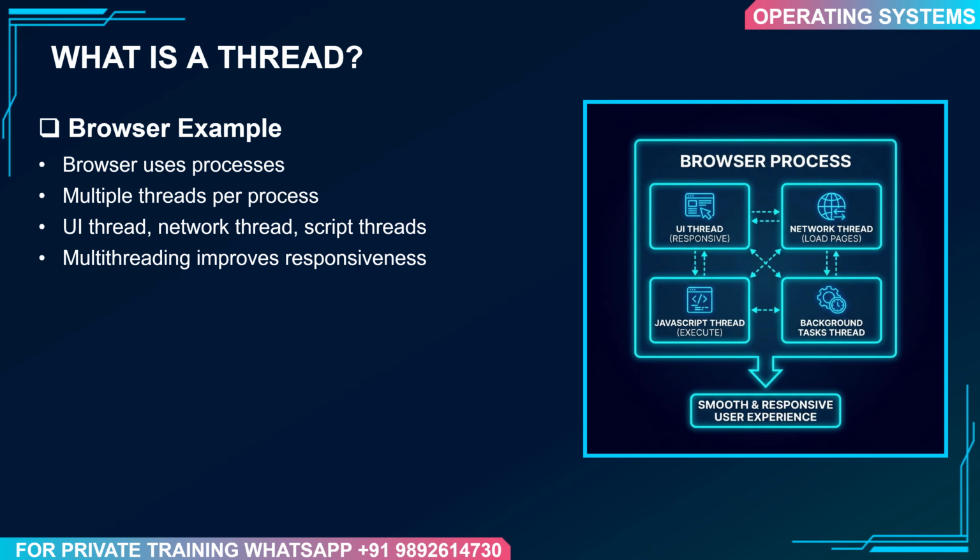If all this work were done by a single thread, the browser could freeze while waiting for a web page to load or a script to finish. By using multiple threads within a process, the browser can perform several tasks at the same time, which makes it feel smooth and responsive to the user.